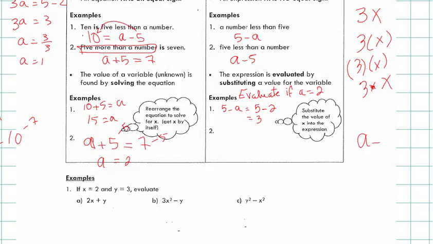5 take away A. And I said, evaluate if A is equal to 2. So I'm giving you a value for A. A is 2, so you're replacing that A with a 2. And then this is equal to 3. So if A is 2, then my expression is equal to 3.